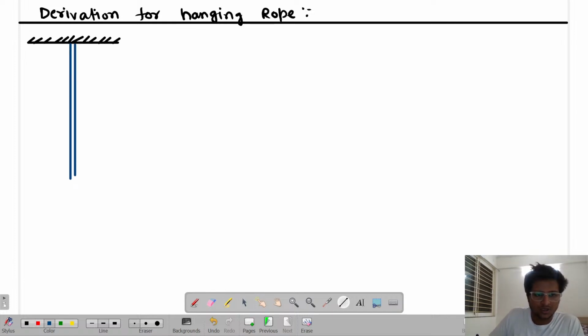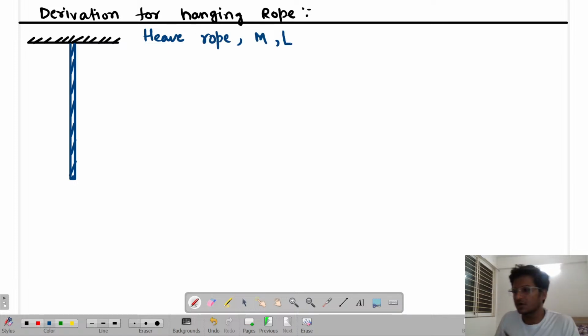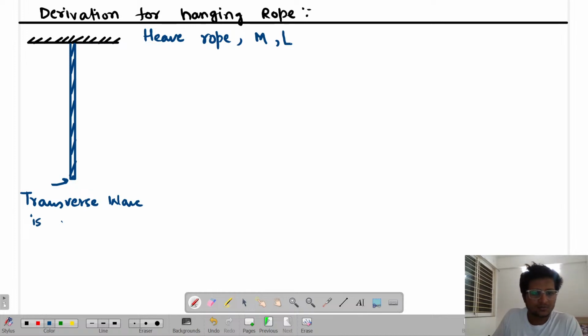Sorry, horizontal wall. I just took a rope and hung it vertically, okay? I'm saying that this is a heavy rope of mass m and length l. Got it? A transverse wave is generated at the bottom. Look over the question.